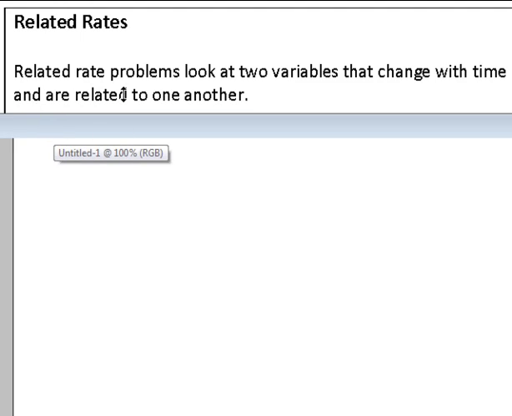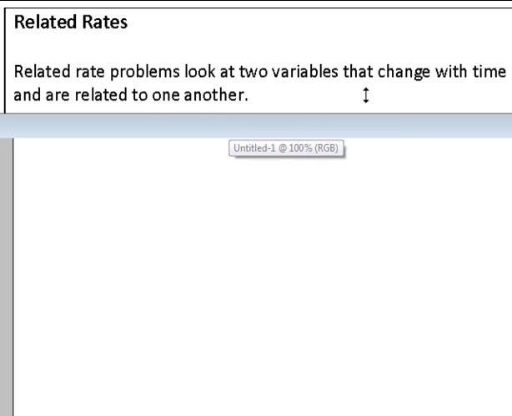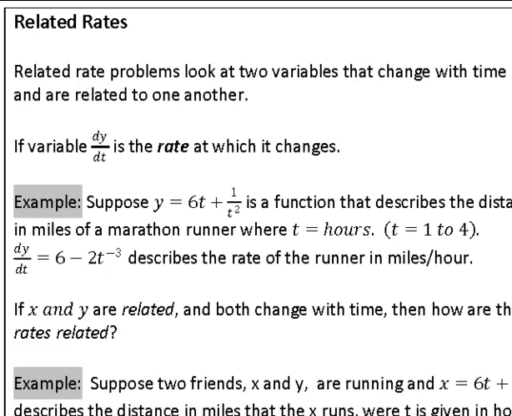Okay, today we're looking at what are called related rate problems. Related rate problems look at two variables that change with time and are related to one another. All right, so let's look at what we mean by this.